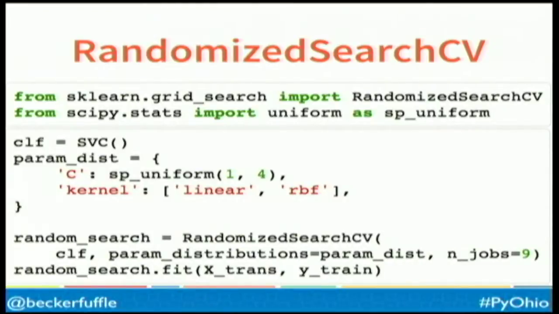So you give Randomized SearchCV a range of values to try for each parameter. In this case, we're trying a uniform distribution between 1 and 4 for this C parameter. And for the kernel parameter, we're trying either linear or RBF as input.